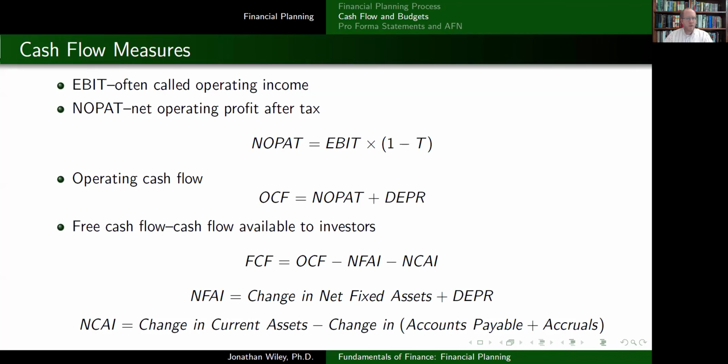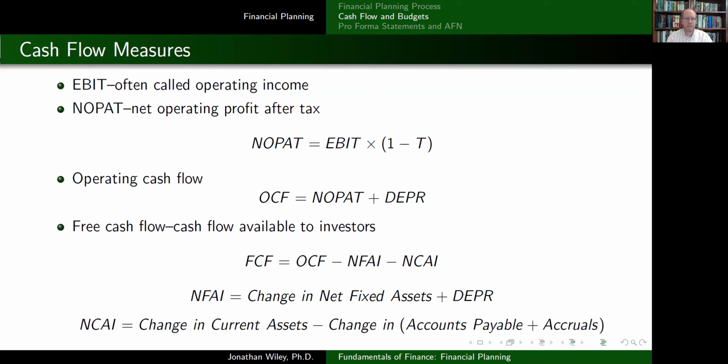All right, so in this video, I'm going to talk a little bit about a few different measures of cash flow. So to start off, in order to get to our first measure of cash flow, we need to go back to EBIT, which I discussed briefly in a prior video. But EBIT stands for earnings before interest and taxes.